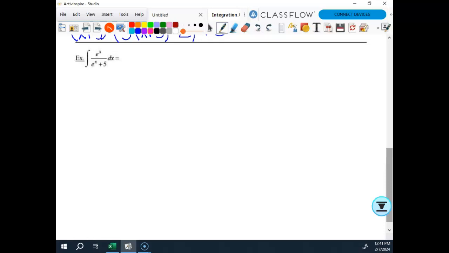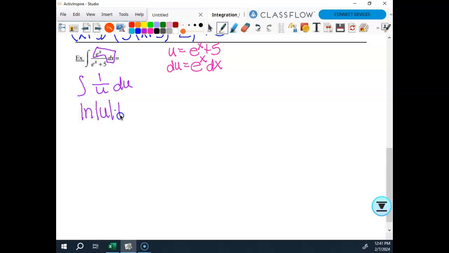As a general rule, the place you want to look first, when there's a fraction, is most likely the denominator. That is where u is going to come from, just by the nature of how all this works. So u equals e to the x plus 5, so du equals e to the x dx. Then when I come over here, the integral of this whole thing goes with du, right? So there's going to be 1 over u du. When you take the integral, what do you get? Natural log, absolute value of u. Okay, how we doing? We good?